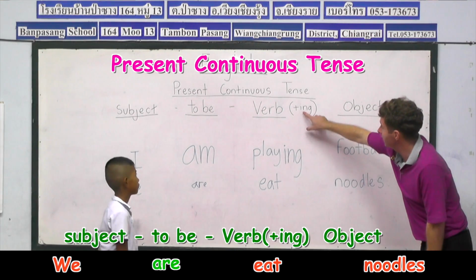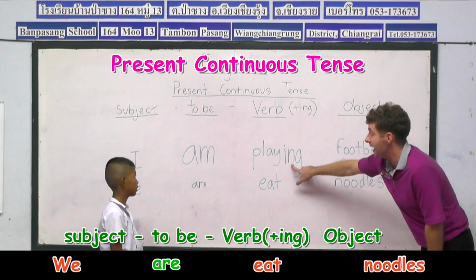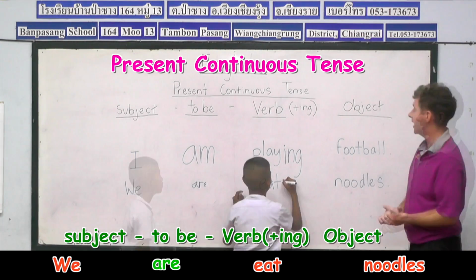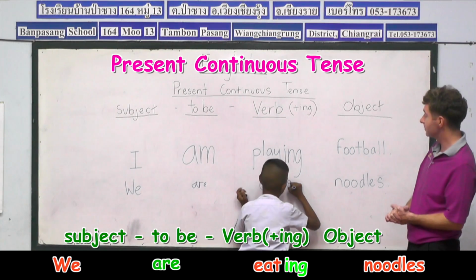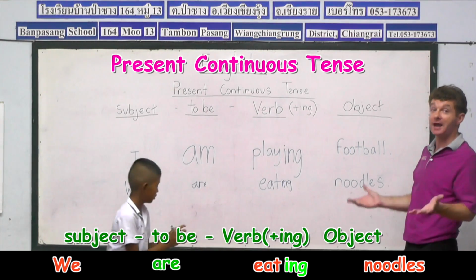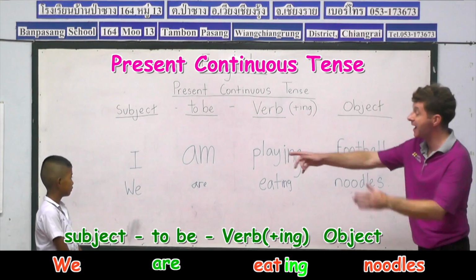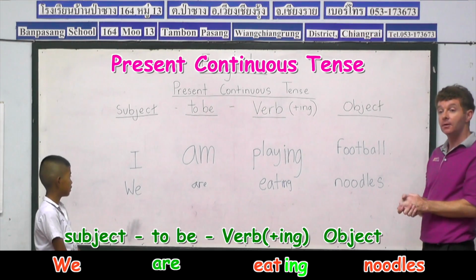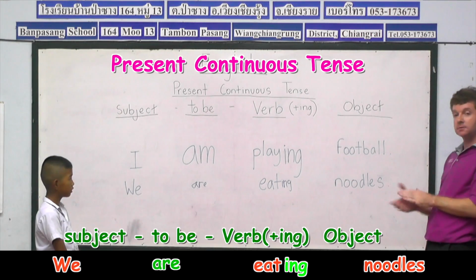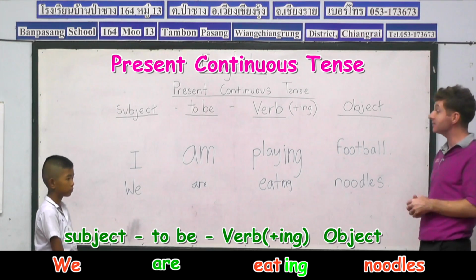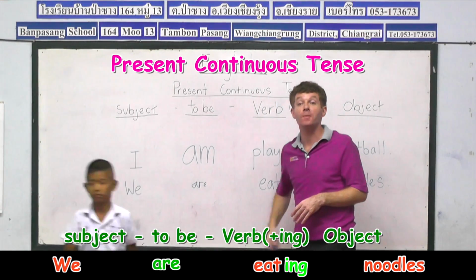So Pat, what do we need to do with our verb word? I-N-G. Perfect. So now we have our present continuous tense in the correct form. All together, guys, we are eating noodles. Excellent. Pat, that was brilliant. Well done. High five and big round of applause for Pat.